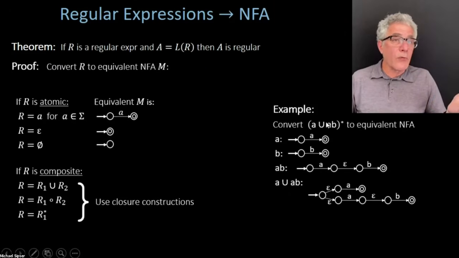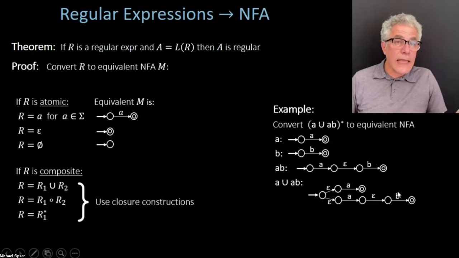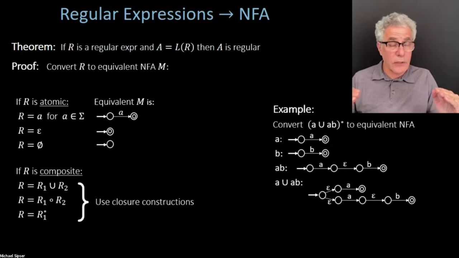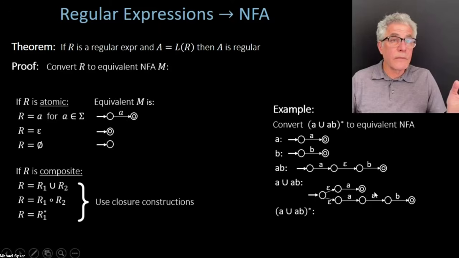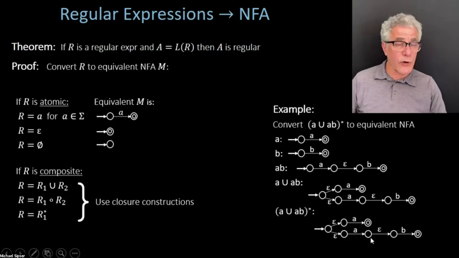And lastly, now we're one step away from getting the star of this. And how are we going to do that? We're going to take this thing here and apply the construction for the star closure. And that's going to be an NFA which does (A union AB) star, which is what we wanted in the first place. So first we're going to bring that one down because we've already built that one.